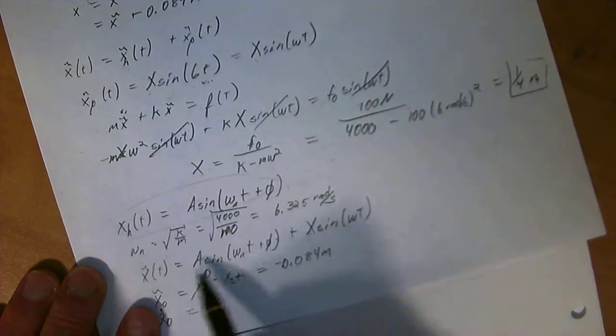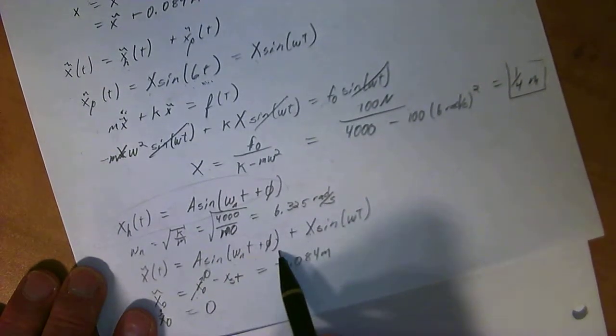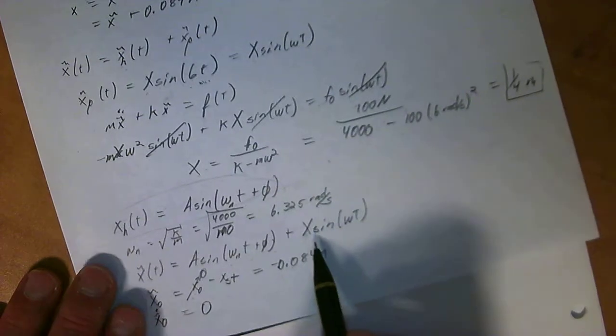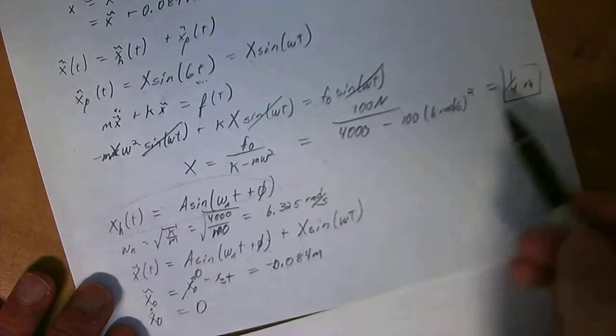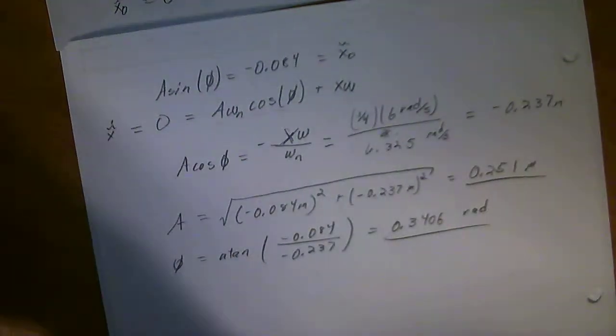And the reason we need these is because up here solving for x tilde, we have a sine of this. So we were solving for this A, we had this omega, we solved for this phi, and we solved for this x. This x was solved up here. Okay, so now I'm going to go ahead and show you where these equations come from.